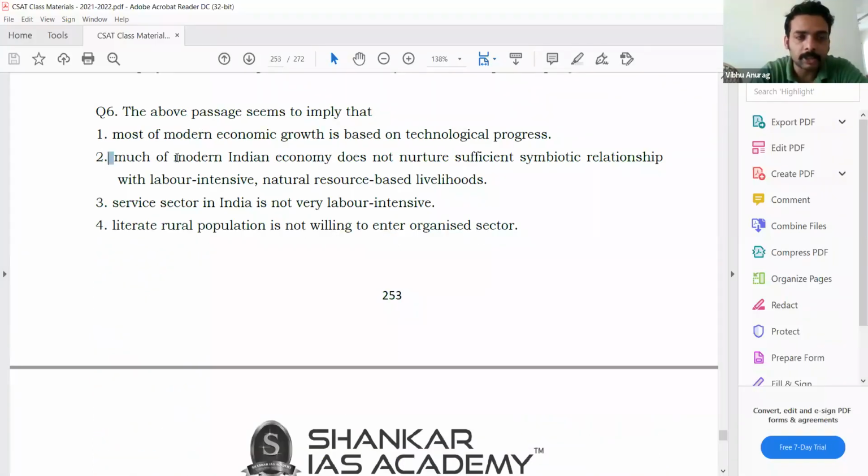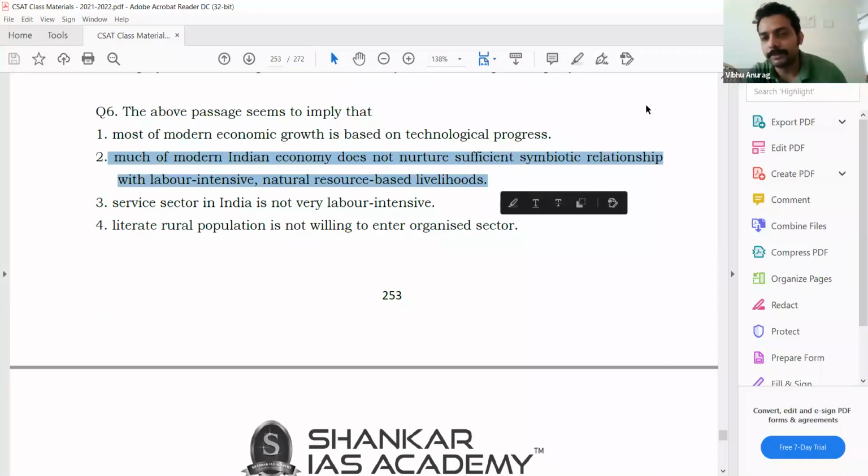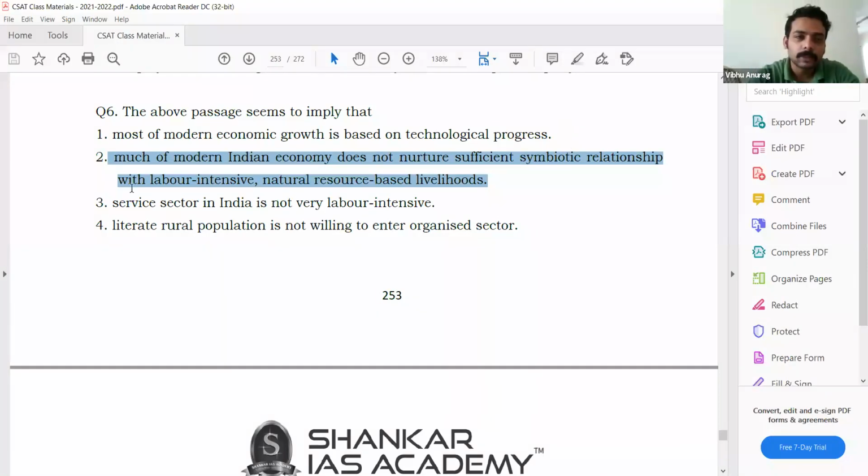Second one, much of modern Indian economy does not nurture sufficient symbiotic relationships. Symbiotic means mutually beneficial, with labor-intensive natural resource-based livelihoods. Yes, because the growth is not driven by employment. So 2 is also implied.